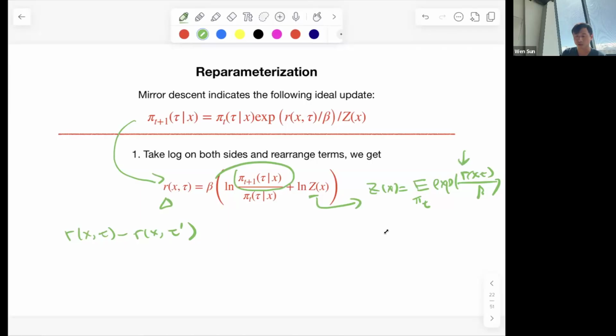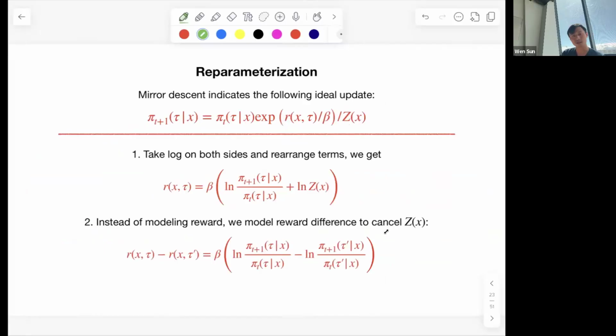So instead of modeling the reward, let's just model the reward difference. So just look at the difference between tau and tau prime measured under the reward R. This is kind of nice because this term goes away, right? The log Z is independent of the response tau, so this just cancels out. Okay, so far it's very similar to DPO.